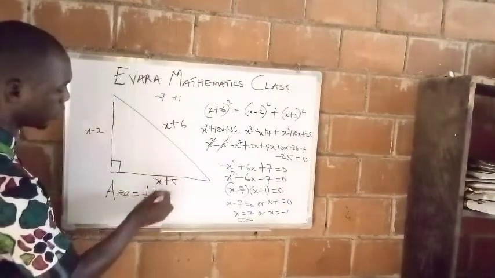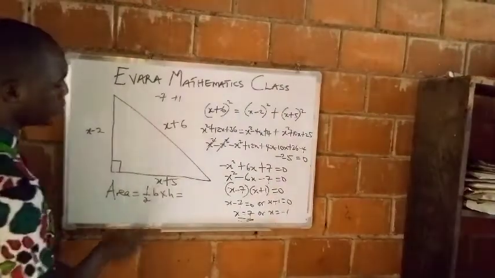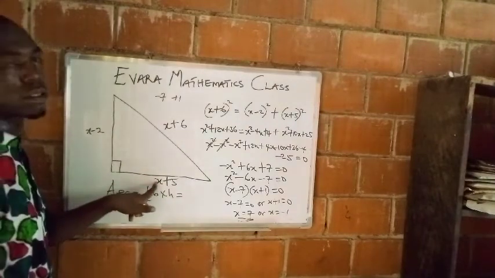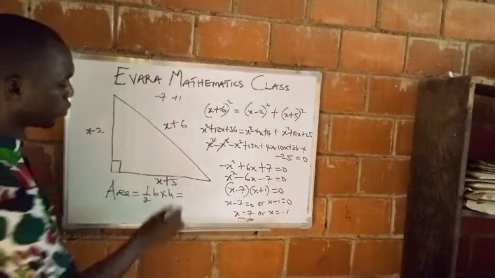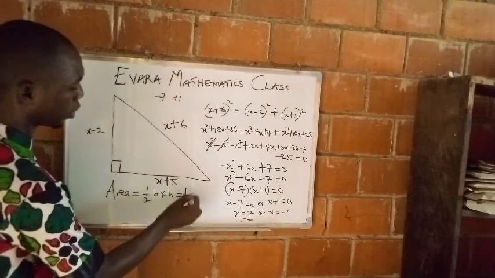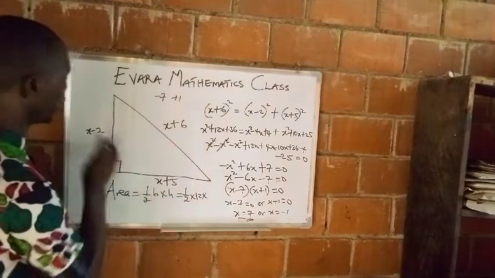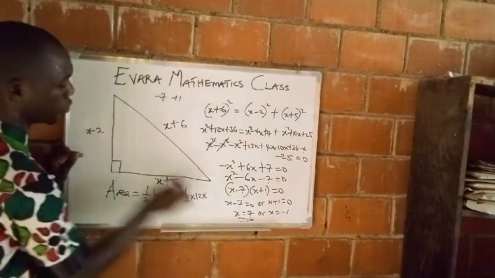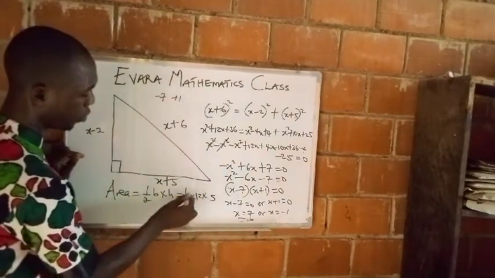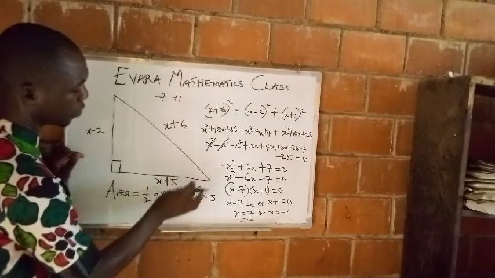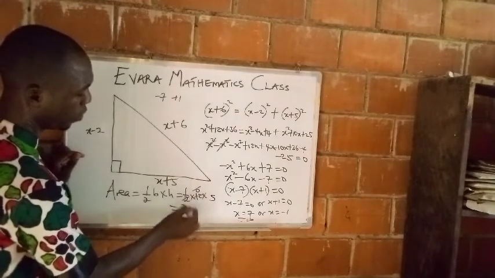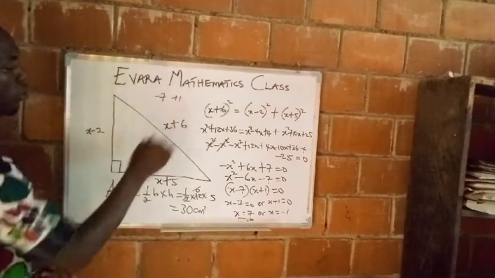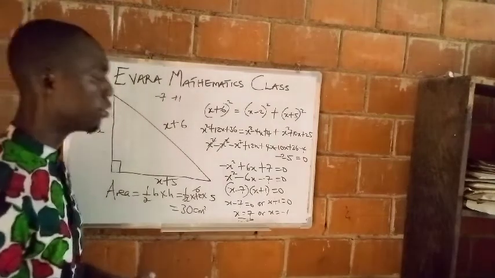Half base times height. The base is x plus 5. Remember, x is 7. So 7 plus 5 is 12. We have half times 12. The height is x minus 2, which is 7 minus 2, 5. So 2 divides 12, 6. 6 multiplied by 5, that is 30 centimeters squared, because the units were given in centimeters.